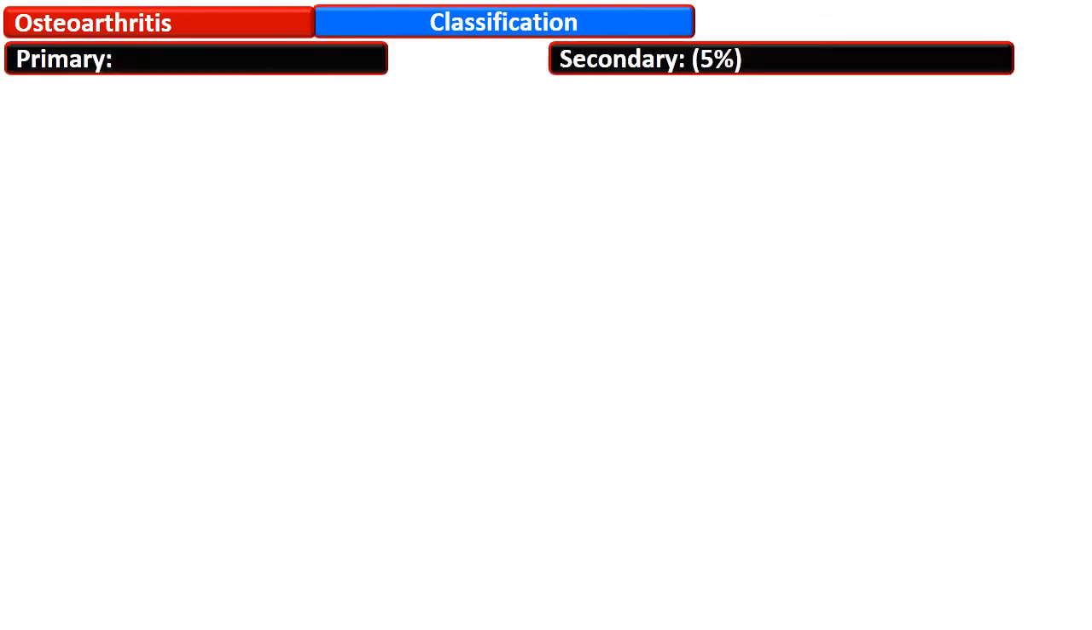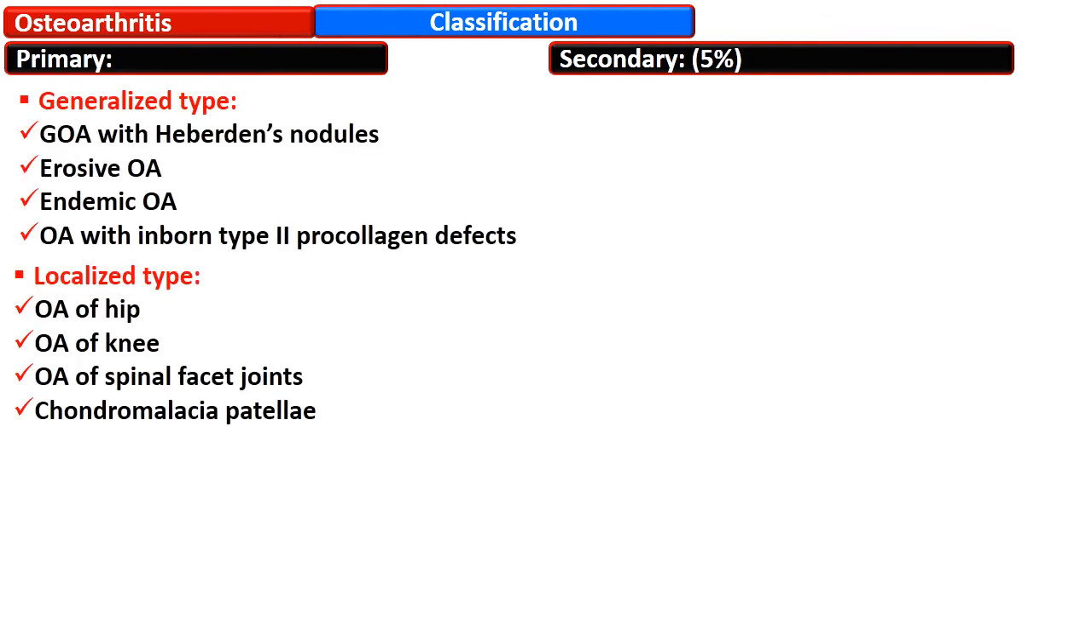Then the classification of osteoarthritis: we can divide it into primary and secondary types. The primary type of osteoarthritis is due to destruction of the joint which results from an intrinsic defect in the articular cartilage itself, and it can be of generalized type and localized type. Generalized type is generalized osteoarthritis with Heberden's nodes, erosive osteoarthritis, endemic osteoarthritis, and osteoarthritis with type 2 collagen defects. Then localized types are localized only to a single joint.